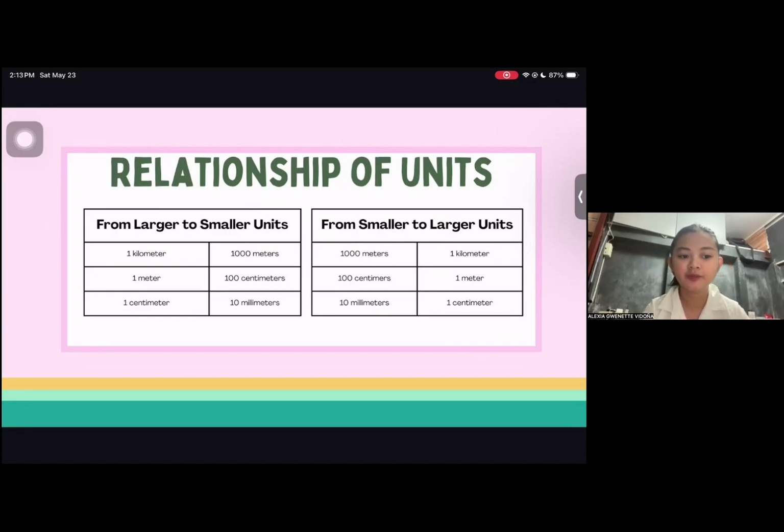When we are converting from larger units to smaller units, we multiply. And when converting from smaller units to larger units, we divide. Now let's try some examples together.